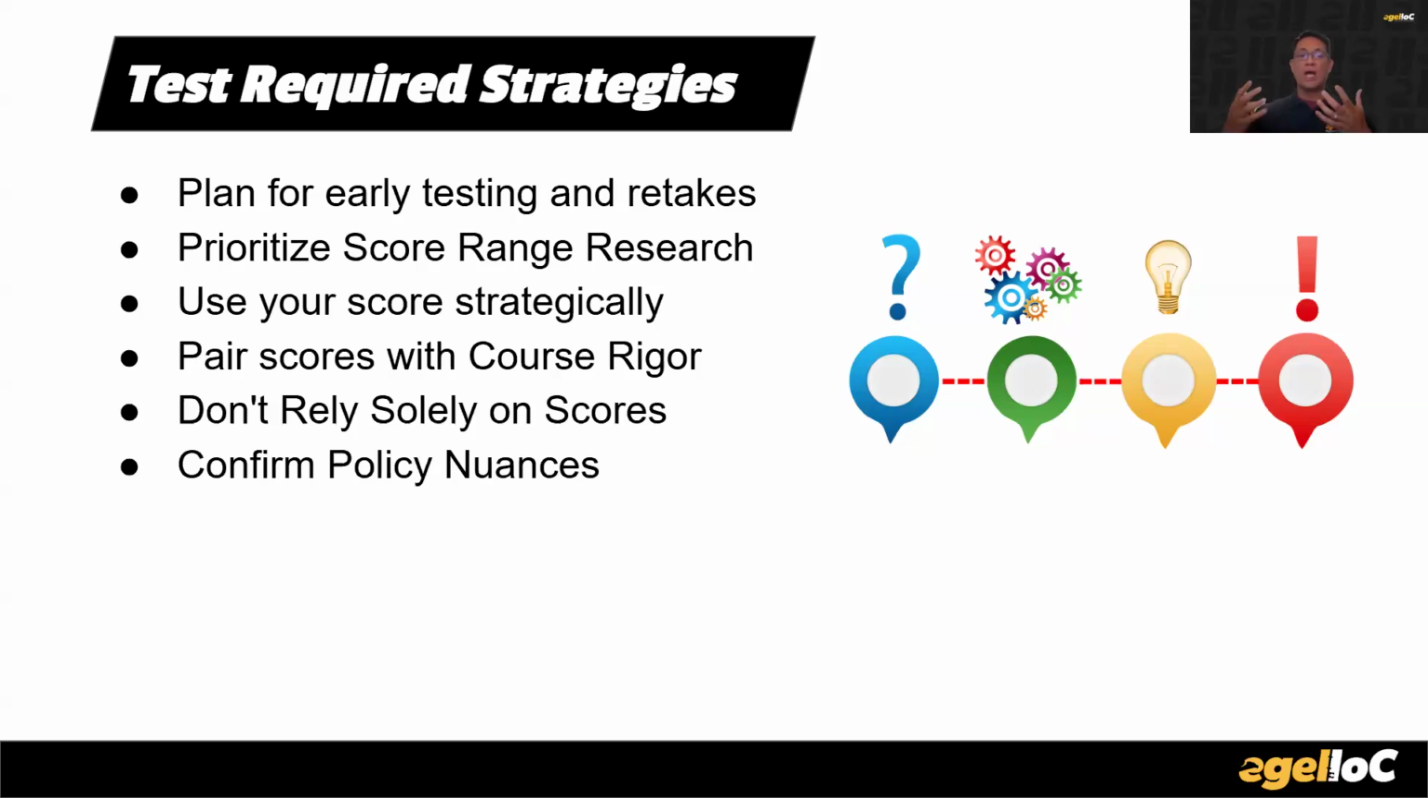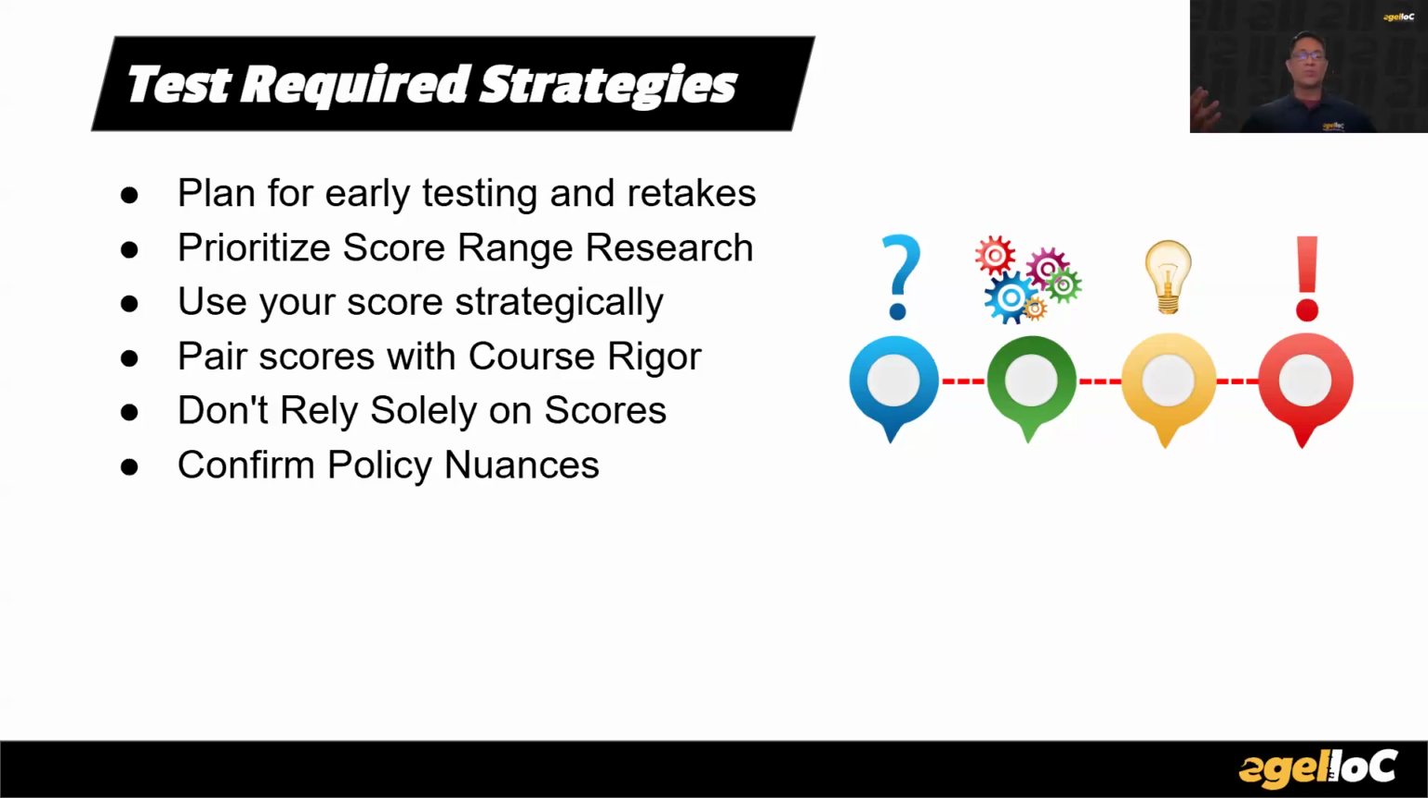Use your score strategically. So if your score is well above a school's average, highlight it prominently in your application. If your score is just slightly below, then how you offset that is doing really well in your essays, your recommendations, of course, your activities, right? Your extracurricular activities to really add depth.